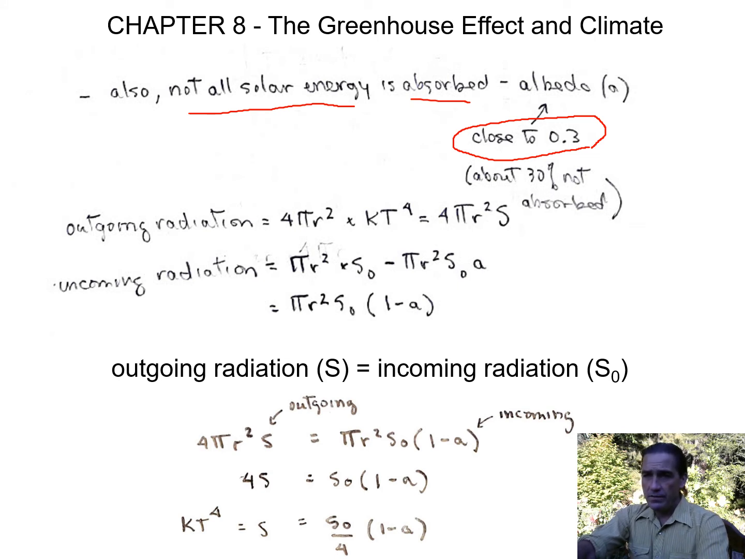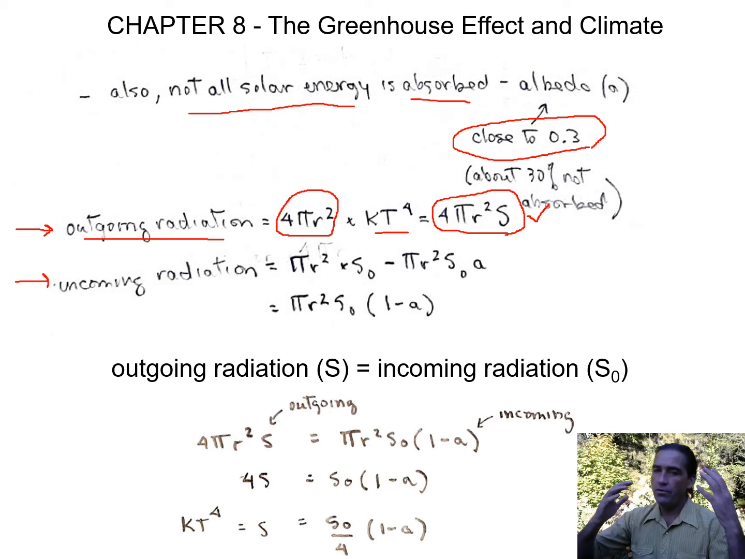And so if that's the case, then we can say, given what we described in the previous slide, that the outgoing radiation needs to consider the surface area of the entire Earth times kT to the fourth, which is S. And so this is our relationship describing outgoing radiation, taking into account the entire surface area of the Earth.